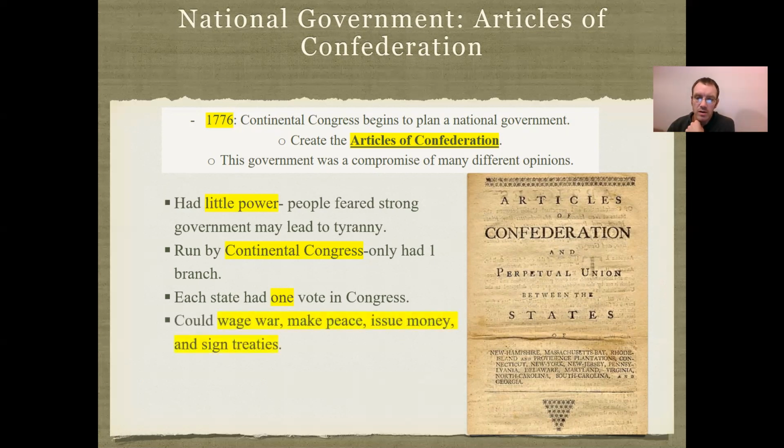You could wage war, make peace, issue money, and sign treaties. It covered the very basics. So they didn't have much power, but they covered the basics. And it left taxation and law enforcement to the states. Because they wanted the national government very small, the states would be in charge of taxation and giving tax money to the national government. The states would make sure that laws are enforced. So it's a pretty weak government overall because we are a confederacy. And in a confederacy, the states have more power than the national government.